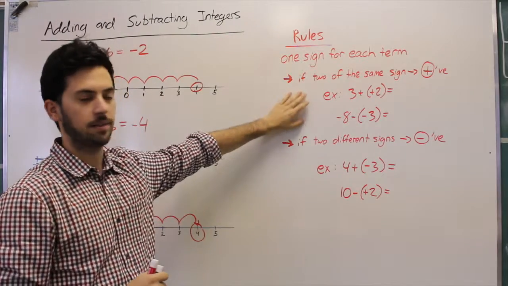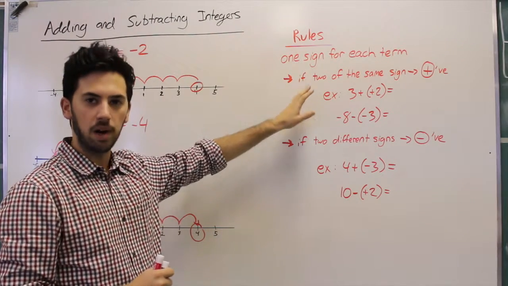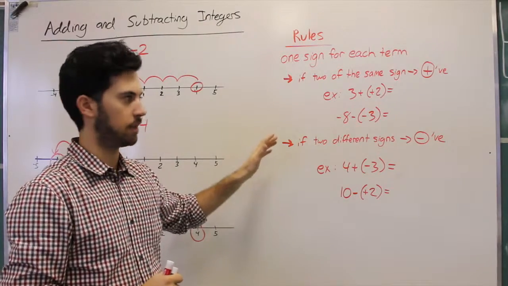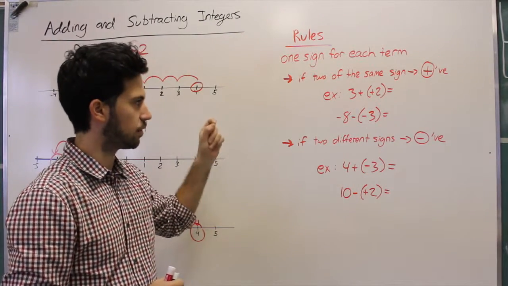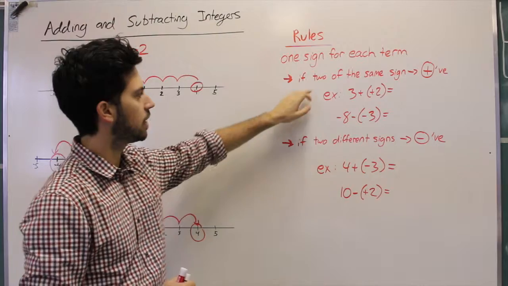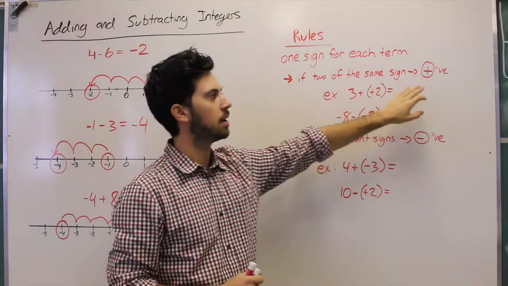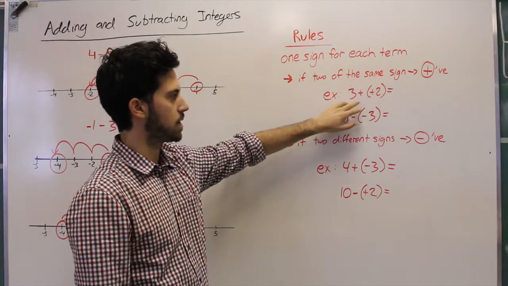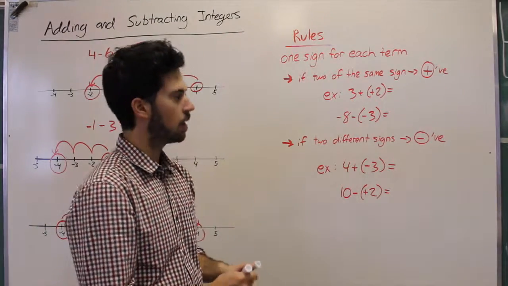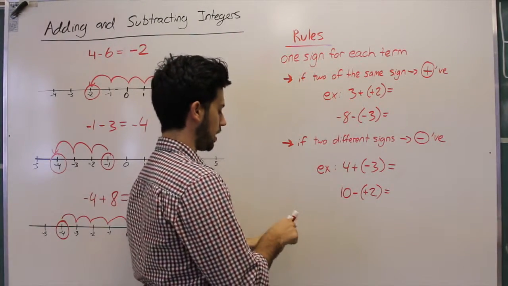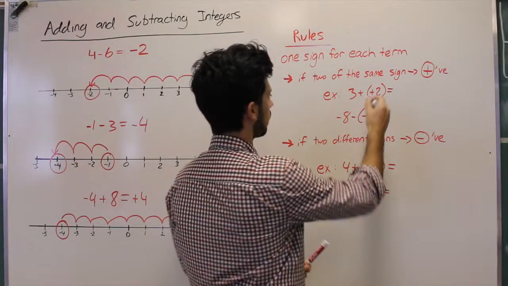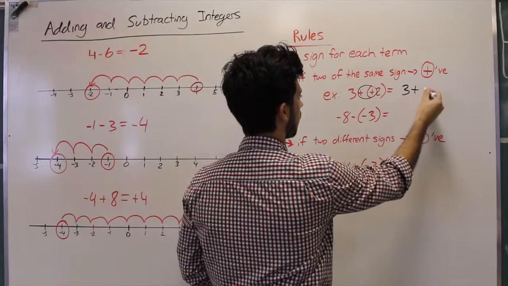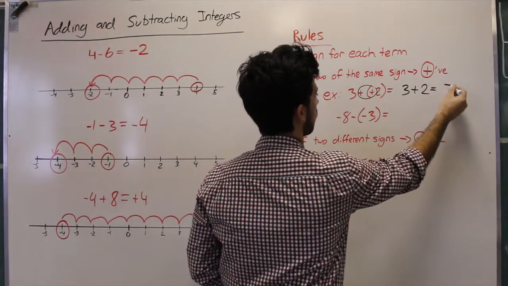The first rule is if the signs are the same, 2 positives or 2 negatives, it's always going to make a positive. So have that ingrained in your head, put it on your memory aids. If the 2 signs are the same, it's going to make a positive sign. So, for example, 3 plus positive 2, we're going to put these signs together and get 3 plus 2, which makes 5.